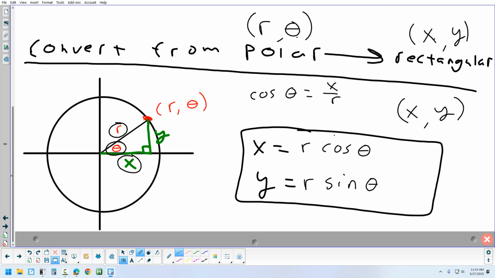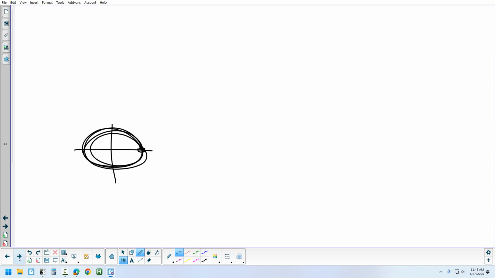Which trig function that we use a lot did we not use there? Tangent. That's because tangent is to do the reverse. So we'll talk about that in a minute.